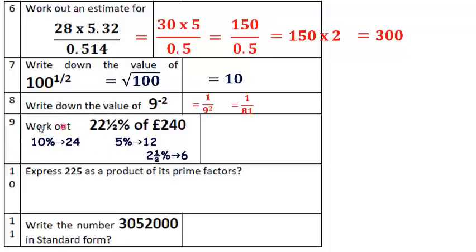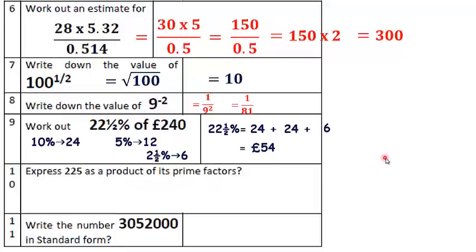And now we want to use combinations of these to make up 22.5%. So I'll need 2 10s and a 2.5. So 2 lots of 24 and a 6. And if I add those together, I'm going to get 54. Okay, pretty straightforward there. Express as the product of prime factors 225.